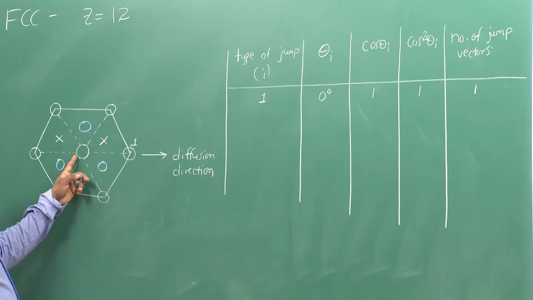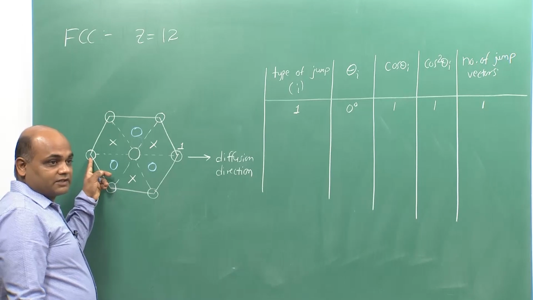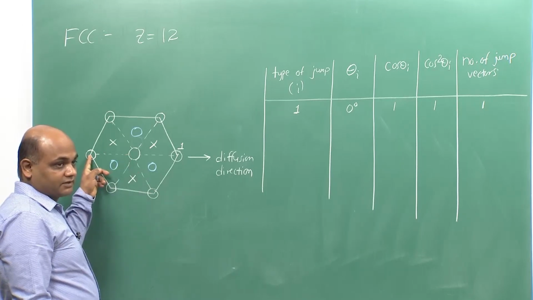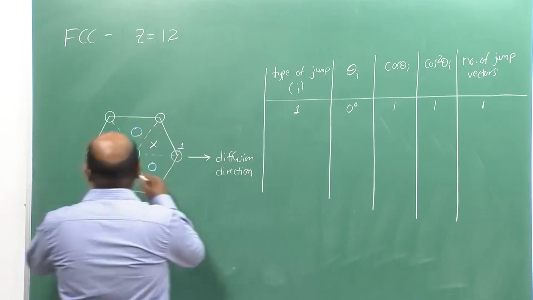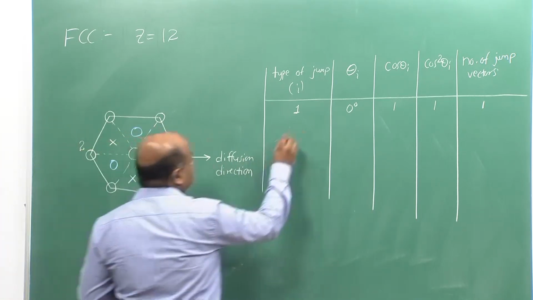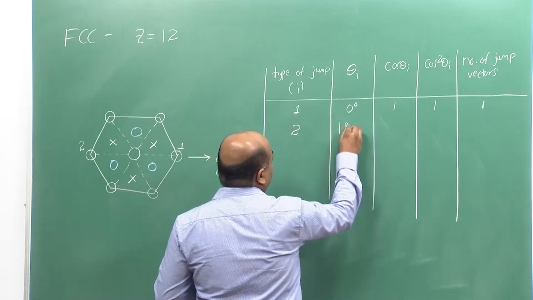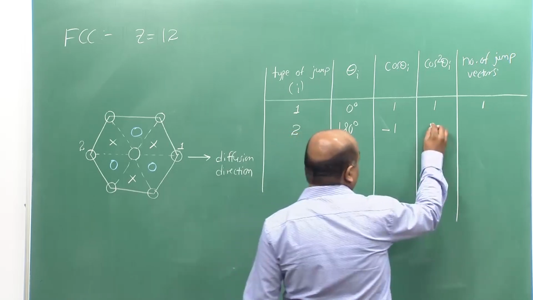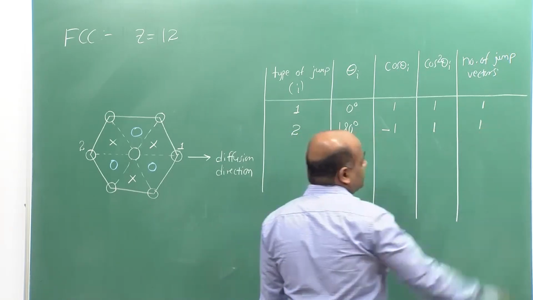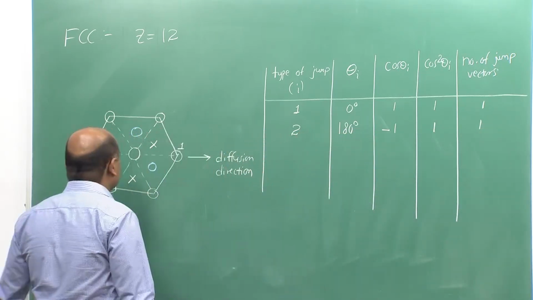The second one is in the reverse direction, right, minus x, or in the reverse direction to the diffusion direction. So, let us call this 2, it makes an angle of 180 degree. So, cos theta is minus 1, cos square theta is 1, and again there is only one such jump vector.